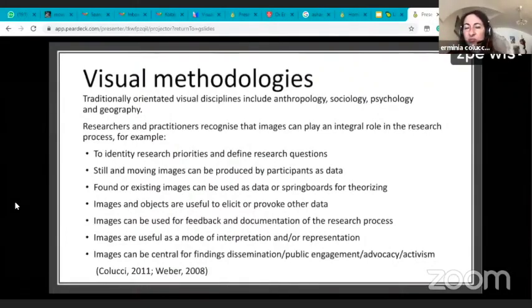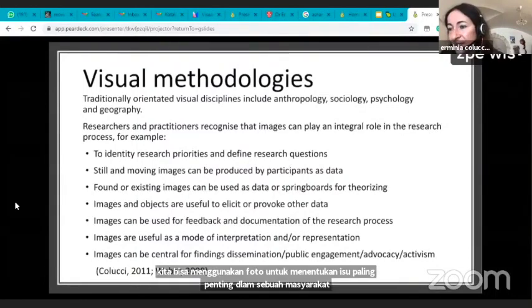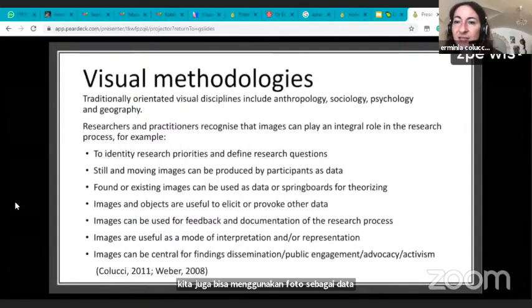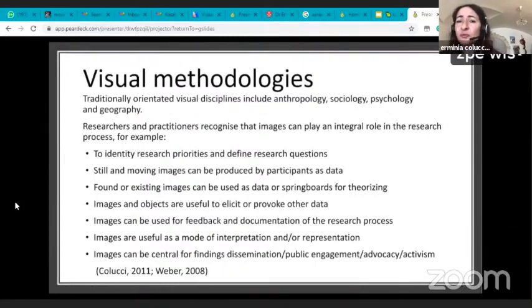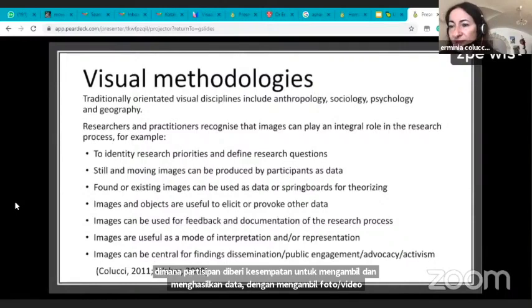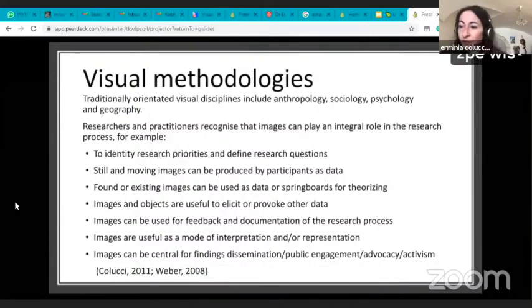We can also use images, both still images and moving images, produced by participants as data. Participants are given cameras or use their mobile phone today. In Indonesia, in many areas where I work, people have phones that can take photos and short videos, and people can use that to produce data. So they collect the data that they share with us. Also, found or existing images can be used as data. Instead of asking participants to produce data, we can use already existing images, for example, from the internet or photographs we have taken as a researcher, and ask people to comment on that. We can use this for building theories and also to evoke other data.